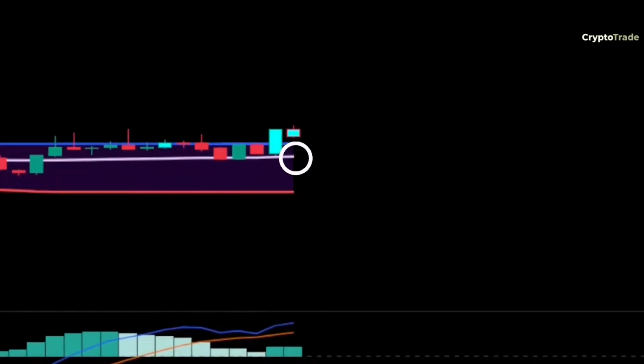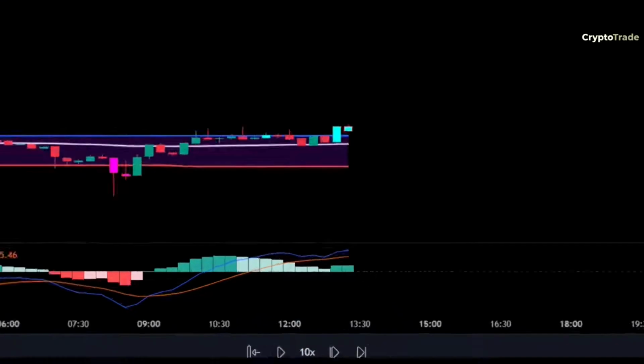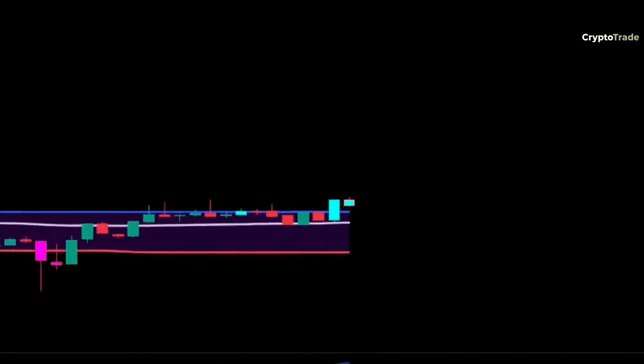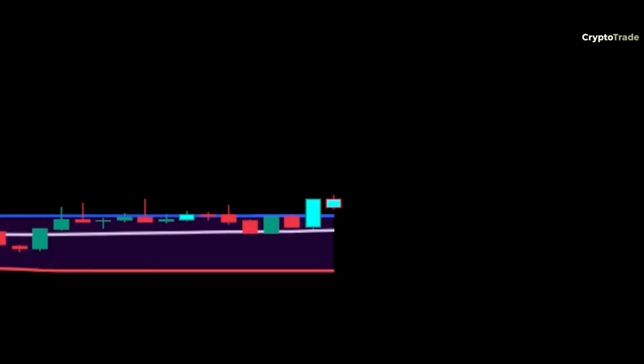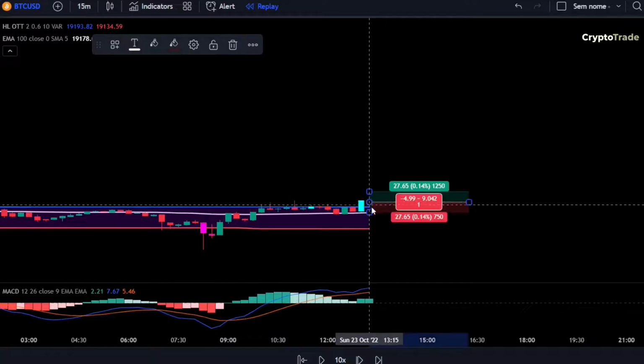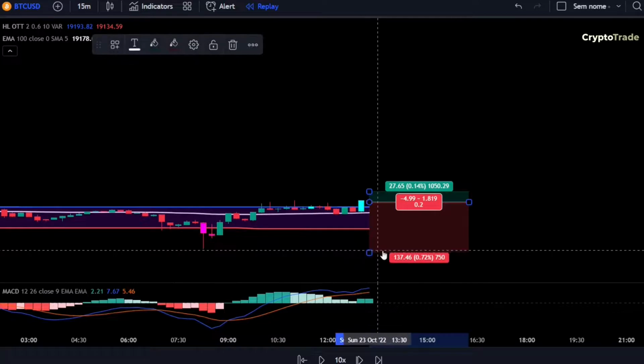The market is above the EMA line. The MACD blue line has crossed the orange line upwards. Wait for a light blue candle to close above the high and low indicator blue line. As these conditions are met, place a buy order at the close of the candle. Place the stop loss below the nearest swing low.